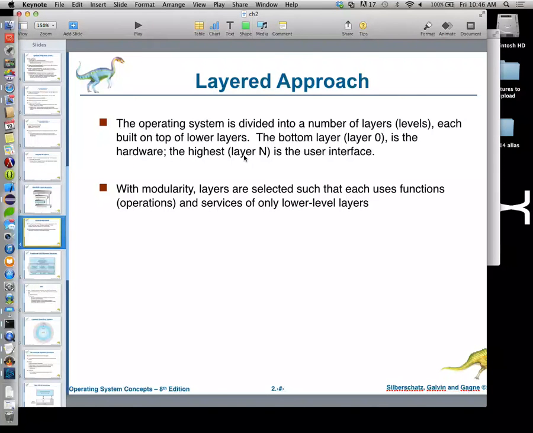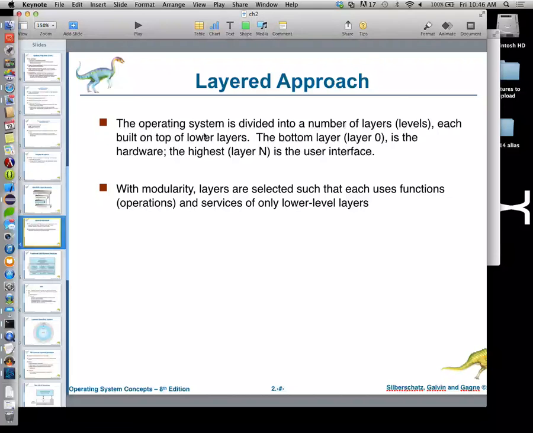Layered approach. The operating system is divided into a number of layers. This would be more of a modern look at operating systems, each built on top of lower layers. The bottom layer is the hardware. The highest layer is the user interface. And everything in between has a spill-through effect. And the closer you get to hardware, the less we want users looking at it.